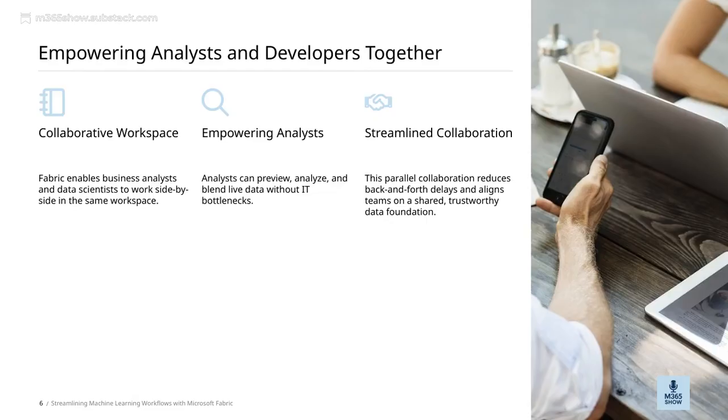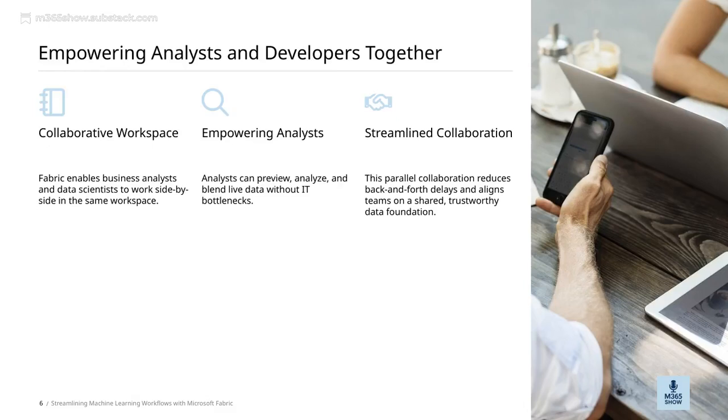Fabric enables business analysts and data scientists to work side by side in the same workspace, fostering collaboration and innovation. This collaborative workspace is key because it aligns teams around common data goals, making sure everyone is on the same page. Overall, these features support our broader goal of making machine learning workflows more seamless and empowering every team member to contribute effectively.